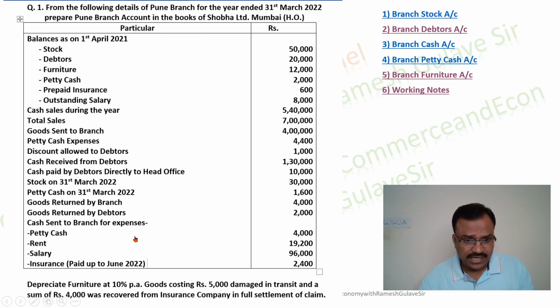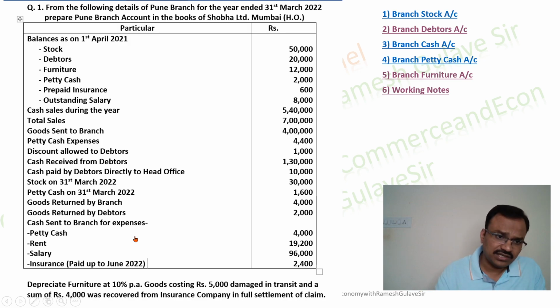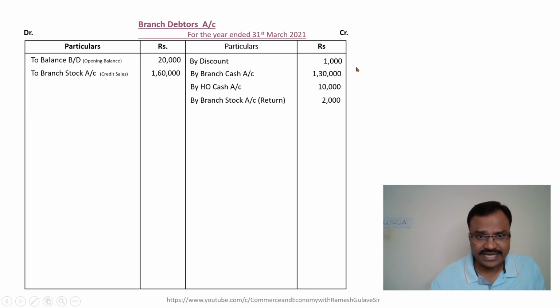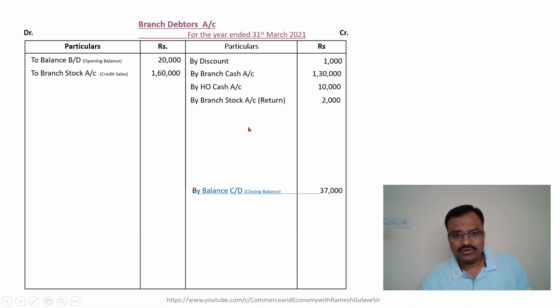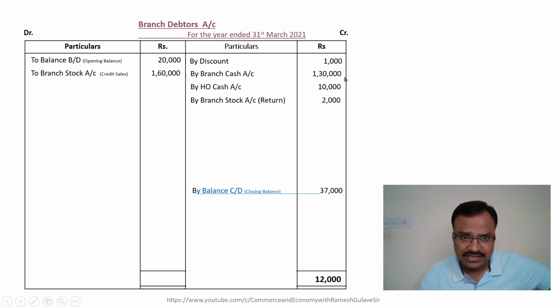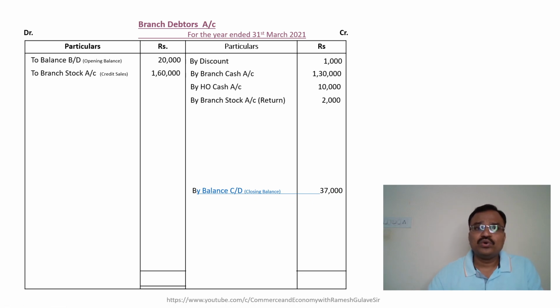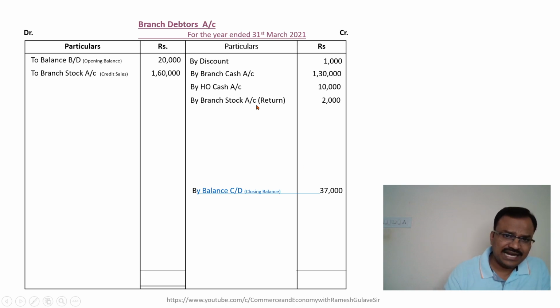Now see if there is any information related to the branch debtors account. I think we have recorded all the items related to the debtors account. Now we can balance this account and find out the amount of debtors, right? Just calculate the credit side and debit side, and the difference between credit side and debit side is 37,000. So this is the closing balance of branch debtors.